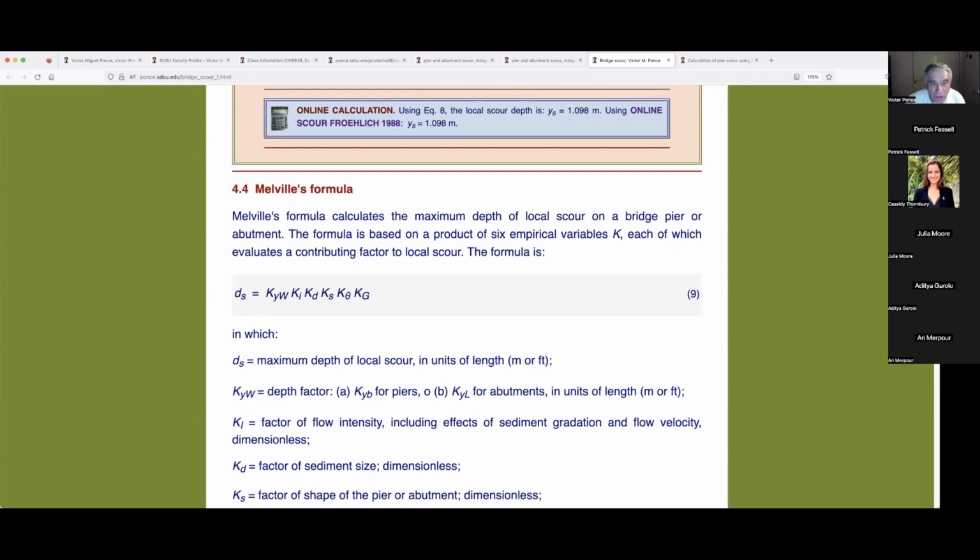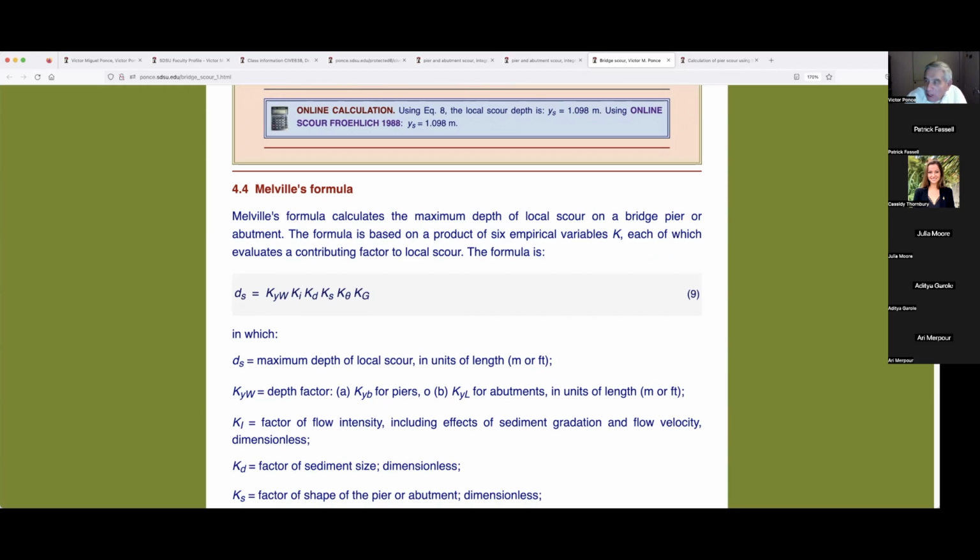But at the time, he was very well known, and he's widely respected and recognized as developing a formula for local scour, which is the most comprehensive. And you will see that it is, in fact, the most comprehensive, the one that takes into account more factors or conditions. So the formula is based on a product of 6 empirical variables K, each of which evaluates a contributing factor to local scour.